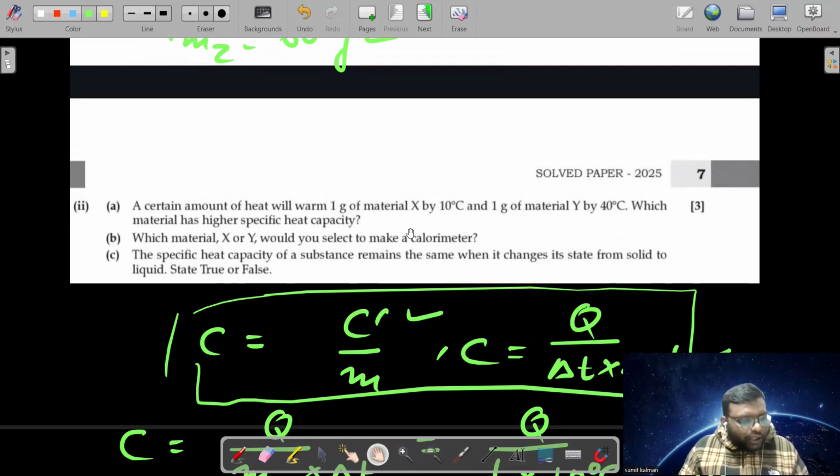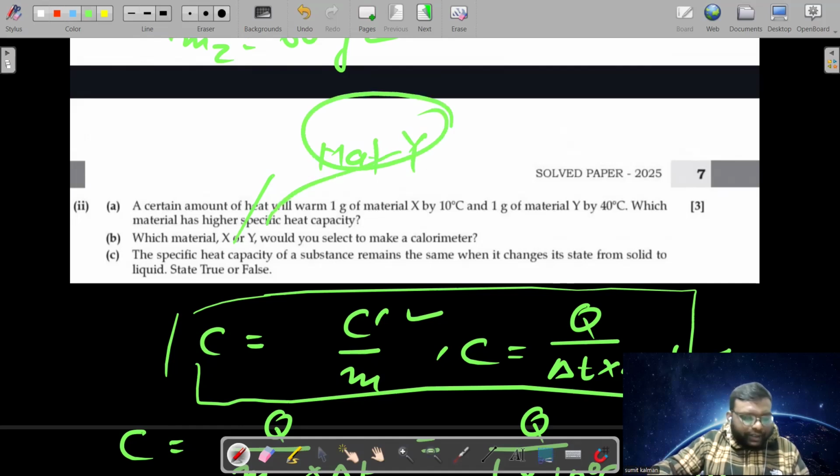You simply see, to make a calorimeter we select the material which has low heat capacity. So here, low heat capacity was coming for which material? It was for material Y. So here we will choose material Y to make a calorimeter.